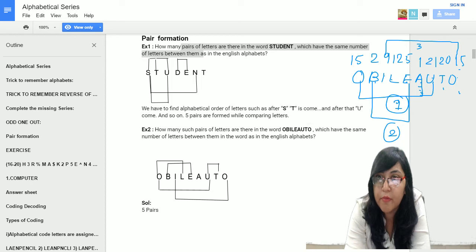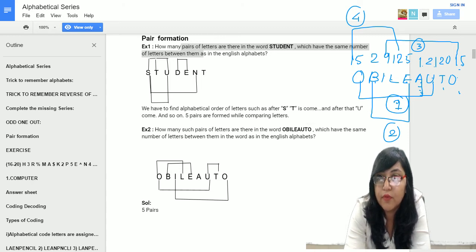Okay, we have a pair over here. Next 12, 13, 14, 15. 4 pair. Next 13, 14, 15, 16, 17. No pair. Next 5, 6, 7, 8, 9. 6, 7, 8, 9. No. Next 1, 2, 3, 4.